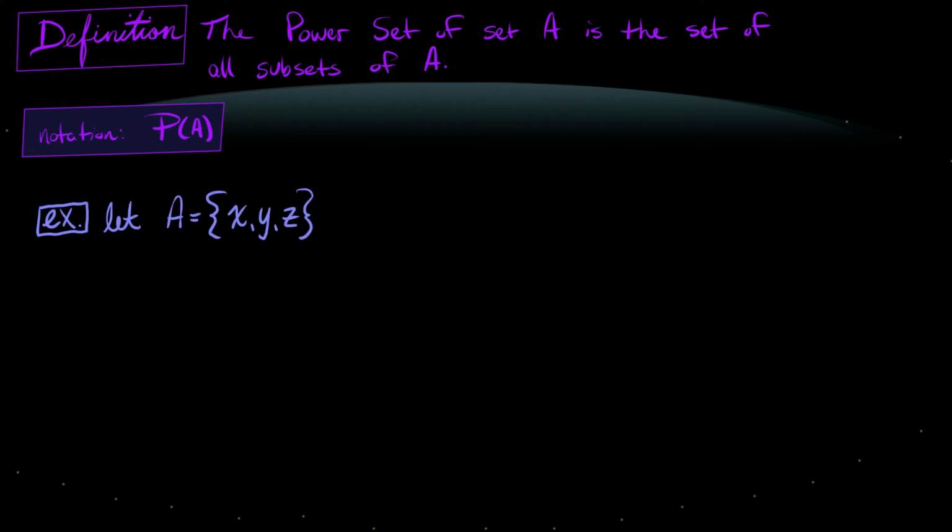And let's just look at a really basic example. Set A is defined by X, Y, and Z. So if we want the power set of A, we're going to have to consider every single subset. So that means the subsets that have no elements, one element, two elements, and then finally three elements. And that way we can keep track of them pretty well.